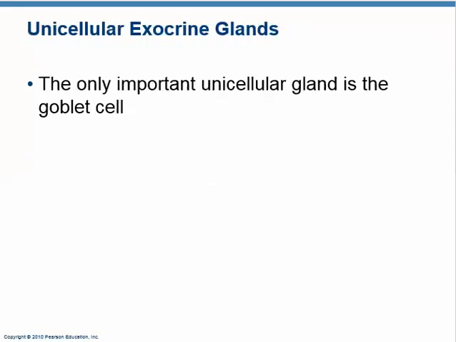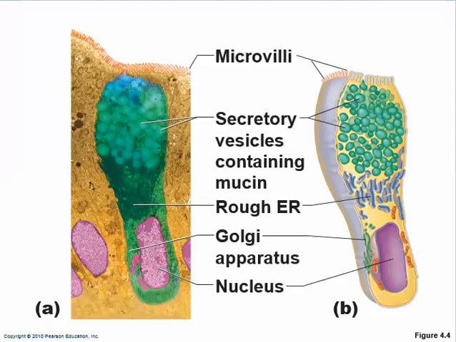So the goblet cells, the mucus cells, are the only ones that really are ductless, and they're the only important unicellular gland. And they end up looking like this. So within a columnar epithelium, there's a nucleus, there's a bunch of Golgi apparatus and endoplasmic reticulum that's making this protein called mucin that will erupt out there and secrete these vesicles that contain the mucin. When the mucin mixes with water, it becomes mucus.